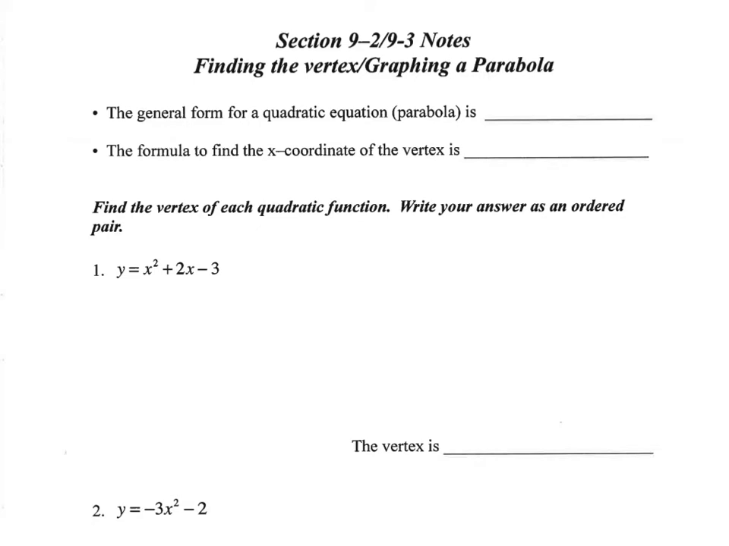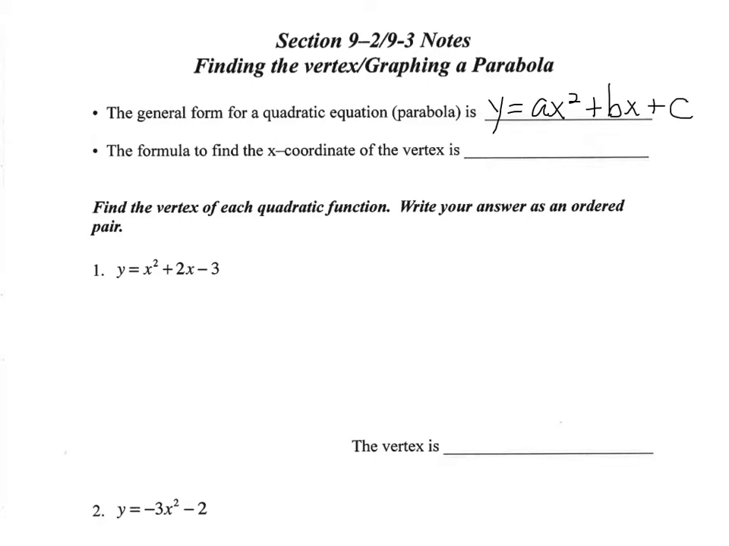The last thing we need to learn in our chapter on parabolas is how to graph a parabola if you are given the equation in general form. Because if we're given the equation in general form, it's helpful to figure out what the vertex is before we start graphing. So just to recap, the general form for a quadratic equation, which is a parabola, is y equals ax squared plus bx plus c.